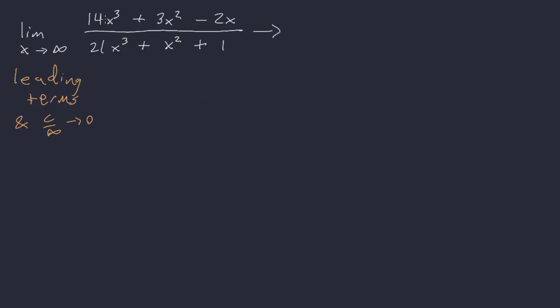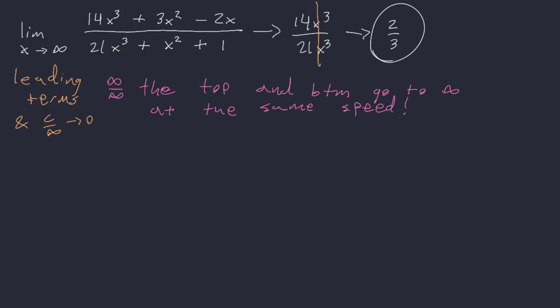So the highest power of x is going to be x cubed, so this will be 14x cubed. And the highest power of x, or the leading term in the denominator, is 21x cubed. So the x cubes cancel, and we can take 7 out of both of these to get 2/3, and there we go. So in this case, the top and the bottom go to infinity at the same speed.